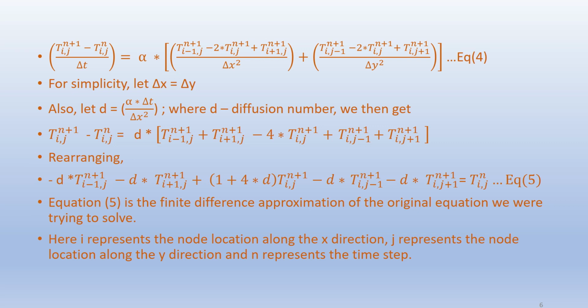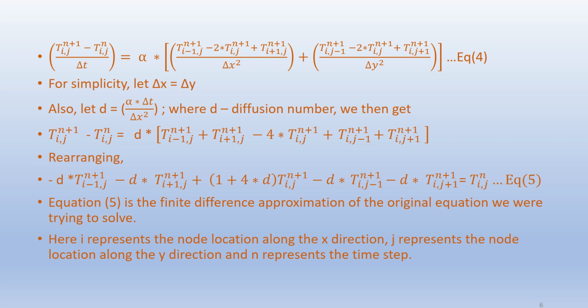By rearranging this equation, we then get equation 5, which is shown as minus d times T(i-1,j)^(n+1) minus d times T(i+1,j)^(n+1) plus (1 plus 4d) times T(i,j)^(n+1) minus d times T(i,j-1)^(n+1) minus d times T(i,j+1)^(n+1) equals T(i,j)^n. Equation 5 is the finite difference approximation of the original partial differential equation we were trying to solve.